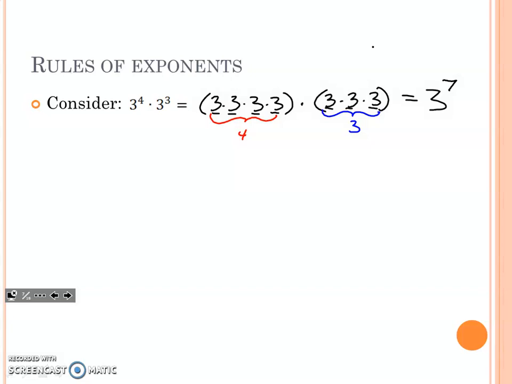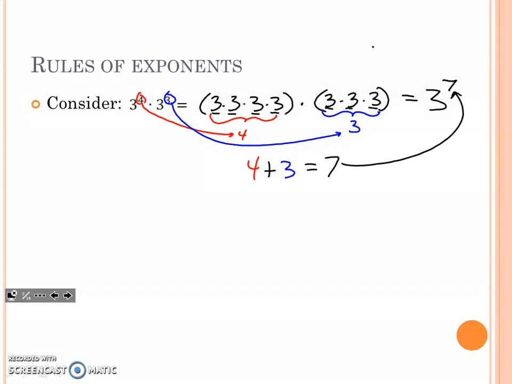It's easy to see when you expand that out. So what is my relationship? How did I get 7? What's something easier I can remember? Well, I have a 4 and I have a 3, and what is 4 plus 3? 4 plus 3 gives me my 7. So this is the multiplication rule of exponents.